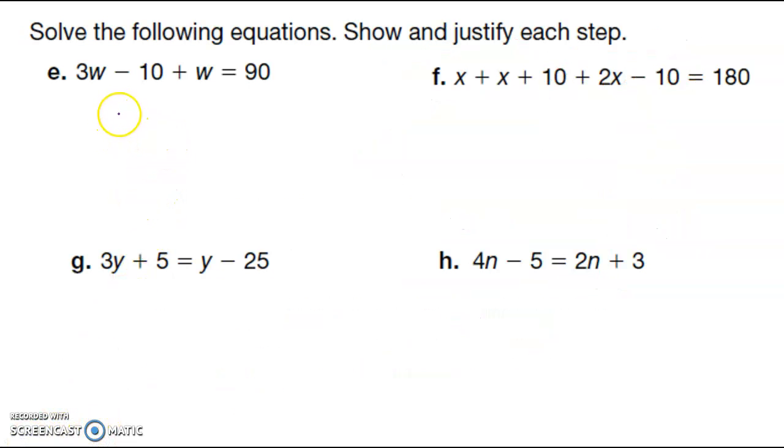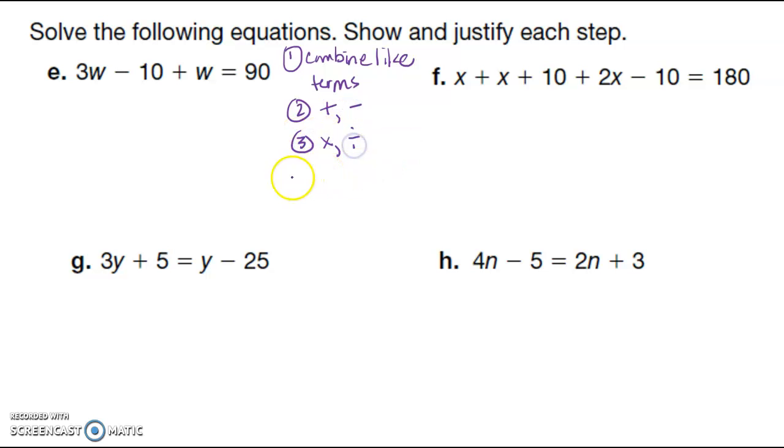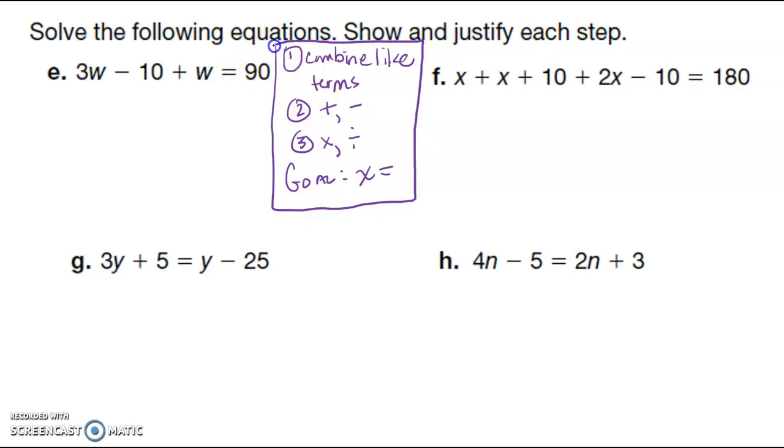Okay, so these, okay, they've added a step. So what we have to do is combine like terms, and then we're going to add or subtract, and then we're going to multiply or divide. And the whole goal is to get X equal to something, or Y, or W, or whatever it is, okay? So this is kind of the pattern we're going to follow for these four.